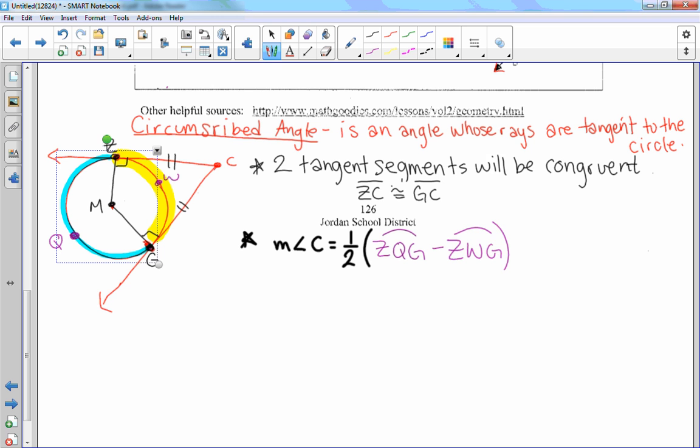Okay, flip it over. Almost there. This one I have to reopen.